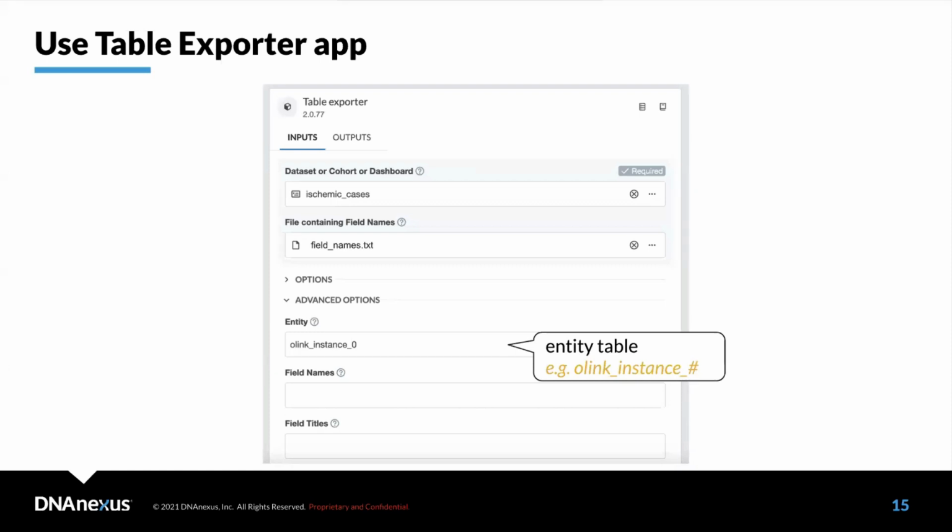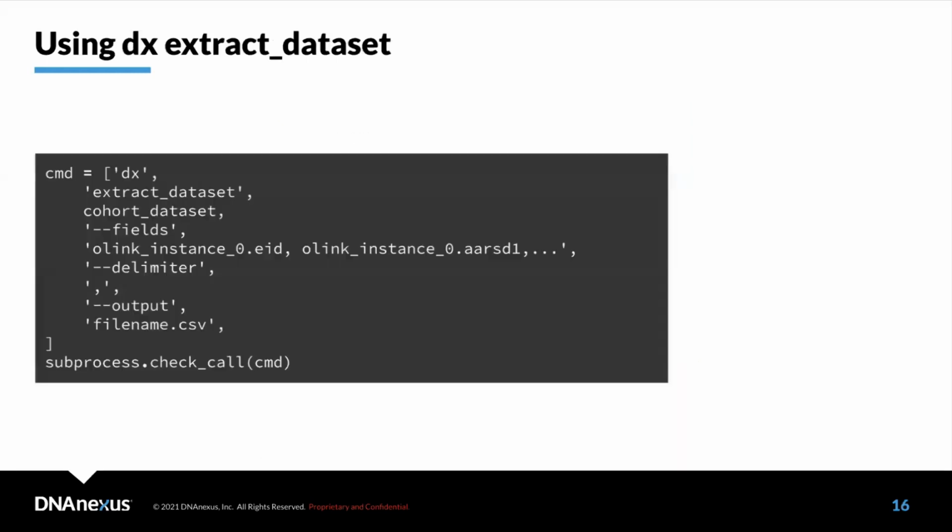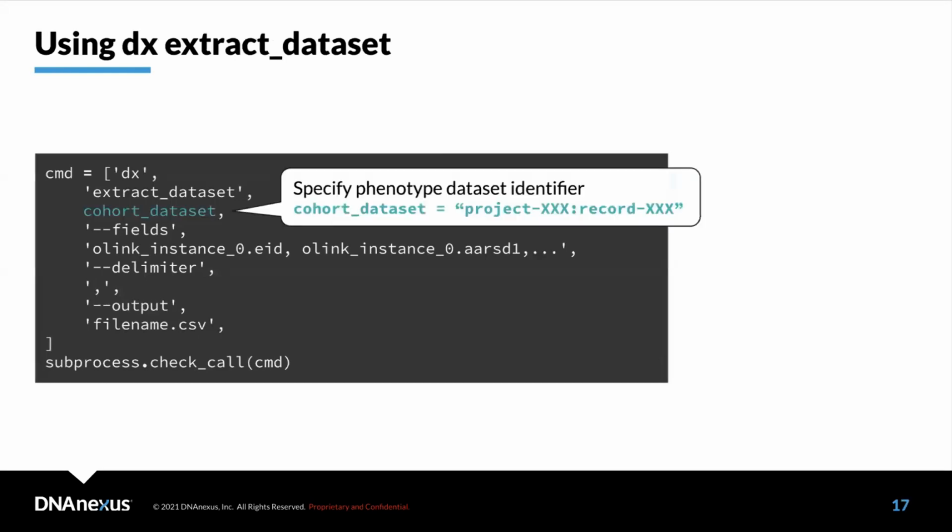Next, let's show you how you can do this programmatically using the dx extract_dataset command. Here is the dx extract_dataset command and what it looks like, where we'll need to provide several input parameters. First, we need to provide the identifier that's associated with the phenotype dataset file, which looks like the following: project ID colon record ID.